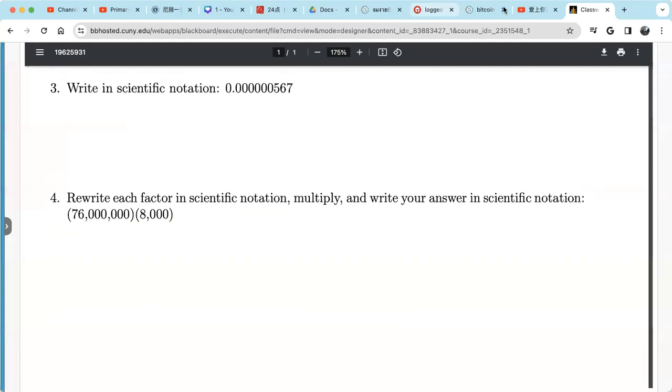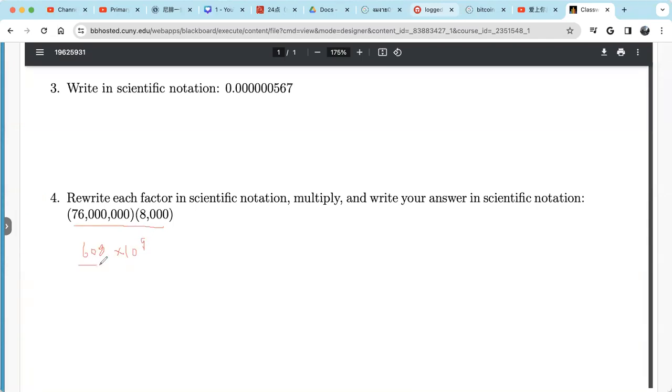Okay, last one. We want to write those two into scientific notation. So first, we think 76 times 8. 76 times 8, that's 608. Right. Then how many zeros? We have a 3, 6, we have 9 zeros. 9 zeros means multiply by 10 raised by 9.